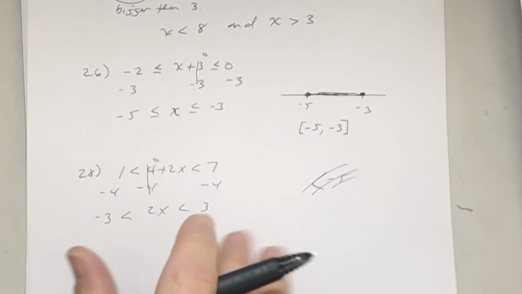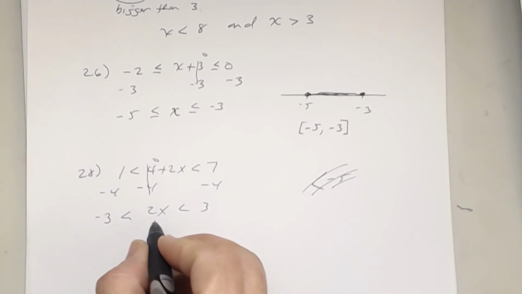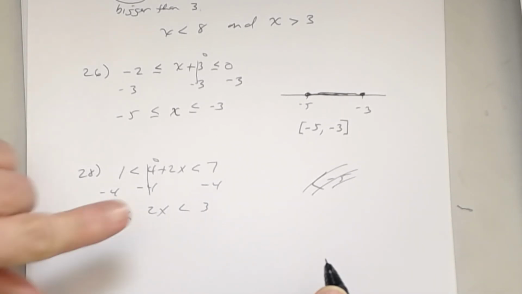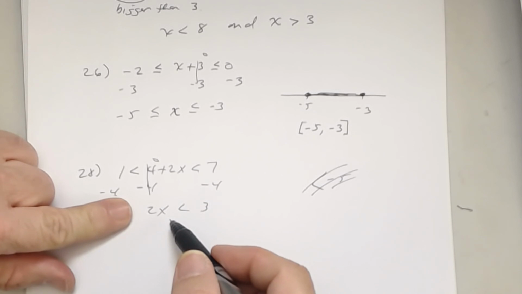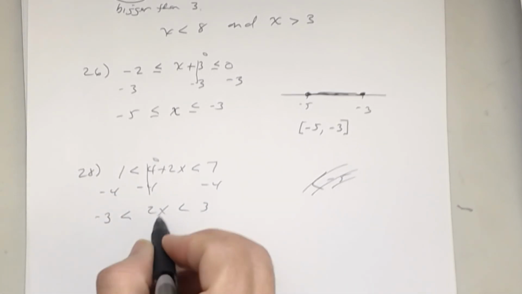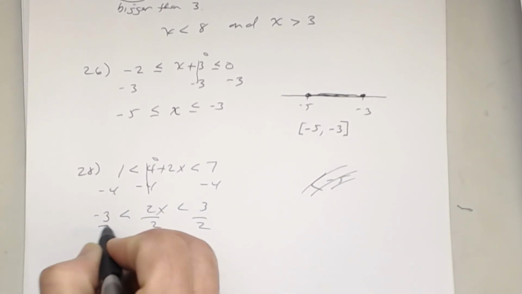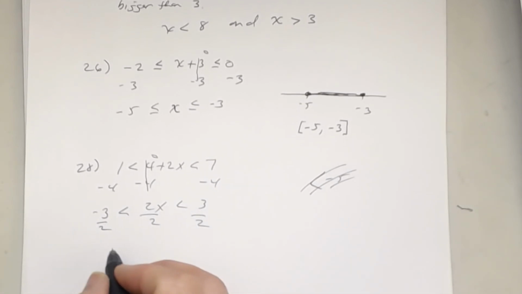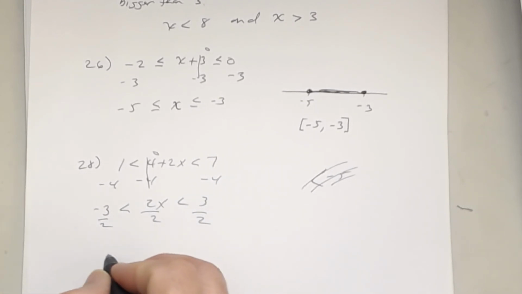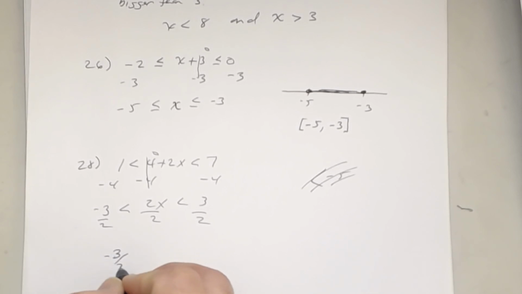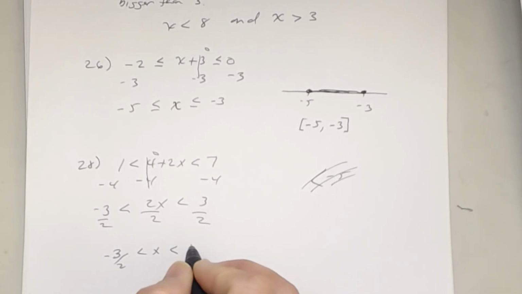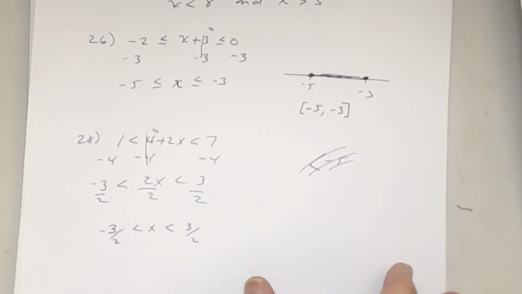And finally, what's the next step? If I cover this, how would you have solved for x? Divide everything by 2. Yeah, so divide all parts by 2. And so your solutions would be any number between negative 3 halves and 3 halves. Okay, so you found the solutions to the original problem.